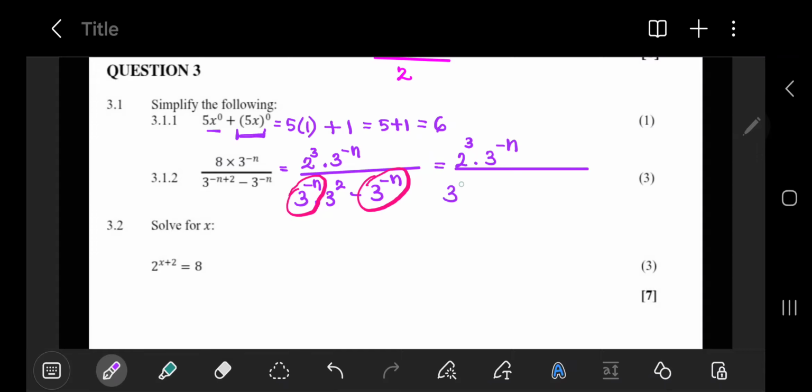So pulling out 3 to the power negative n, in the first term we're left with 3 squared. In the second term, it's minus 1. Now at this point, the 3 to the power negative n from the top cancels out with the 3 to the power negative n from the bottom. And if we simplify this further, here's what we get. 2 cubed in the numerator is 8. 3 squared is 9 minus 1. We have 8 over 8, which is essentially 1. So our final answer here is 1.